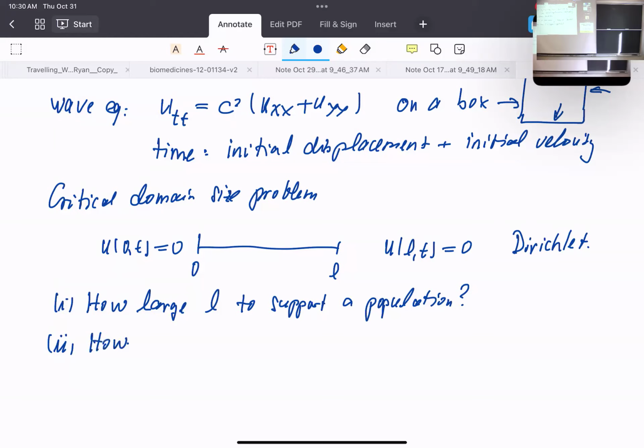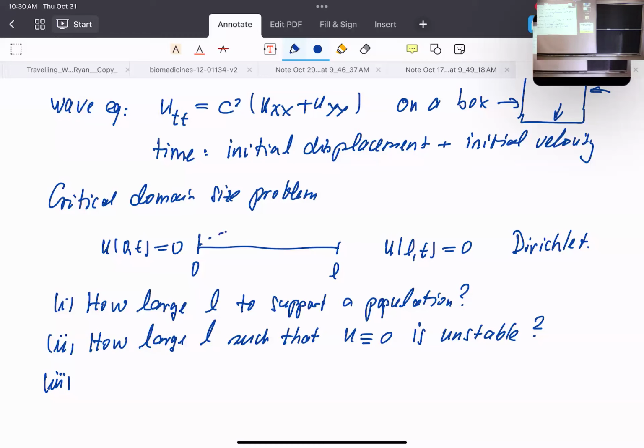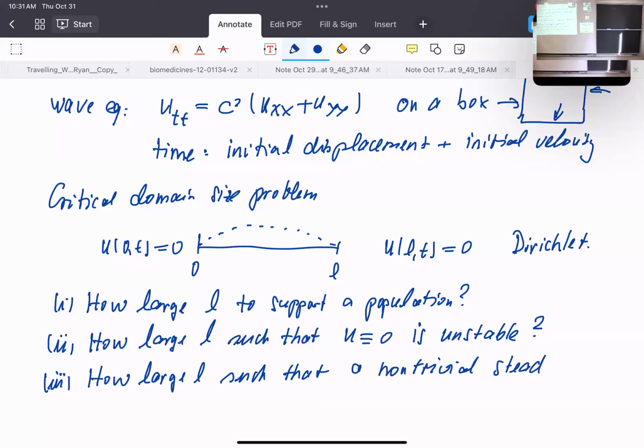So how large L such that u identical 0 is unstable? Now this sounds like a mathematical question we can study, because we have looked at stability of fixed points before. We can do linearization and eigenvalues and these kinds of things. And the third would be, if a population now grows, it will form a steady state, maybe of this form here. So we can ask the question, do these steady states exist? So how large L such that a non-trivial steady state exists?